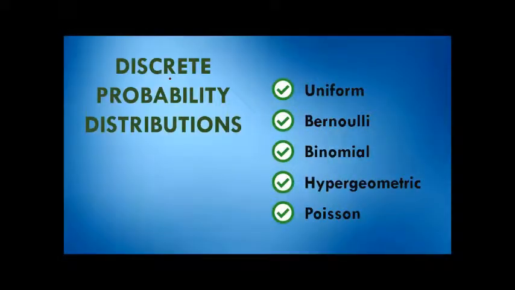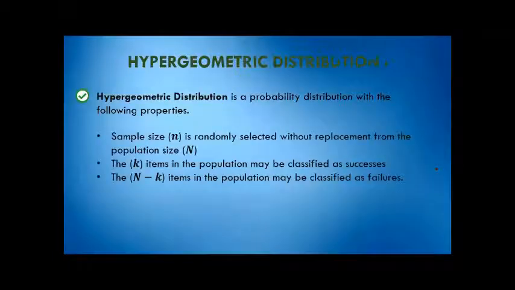This is the continuation of the lessons for discrete probability distributions. We are now on the fourth one, which is the hypergeometric distribution. These are the things we need to know about hypergeometric distributions. Number one, hypergeometric distribution is a probability distribution with the following properties.